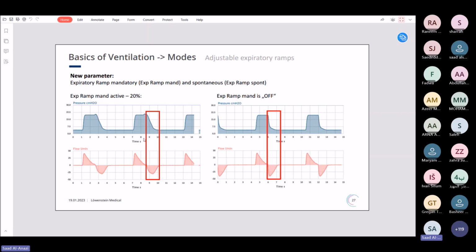You can see here the patient's ramp is negative 20, so it's a very smooth, very slow exhalation, giving the patient enough time to exhale and remove all the air. But if the expiratory ramp is off, you can see the exhalation is very sharp and fast for removing the air.